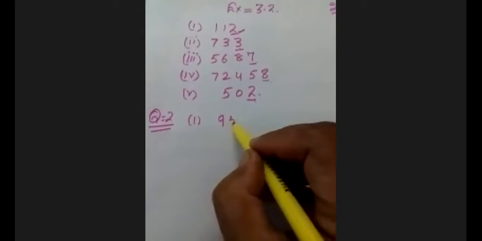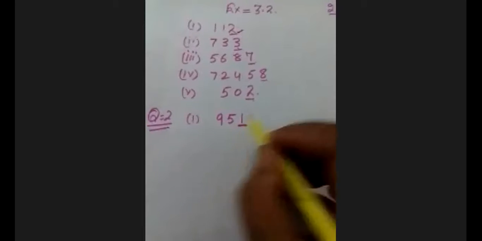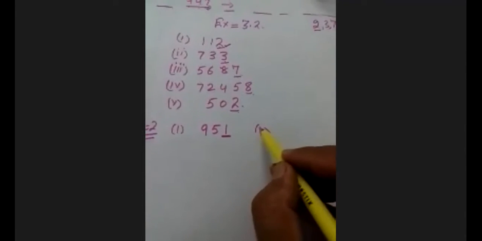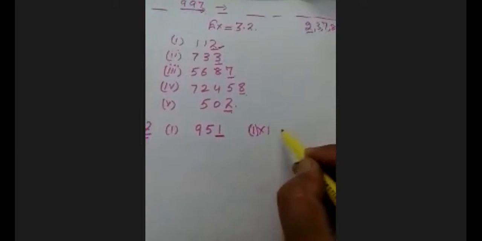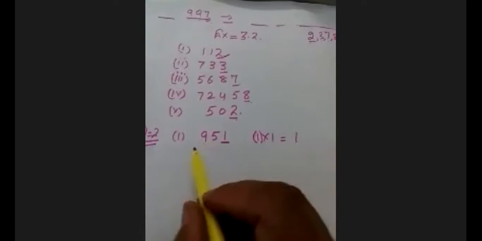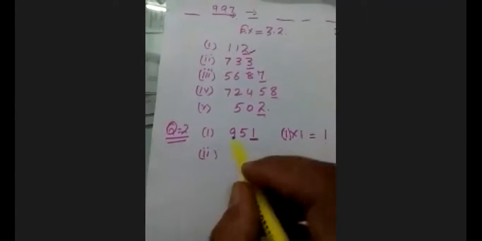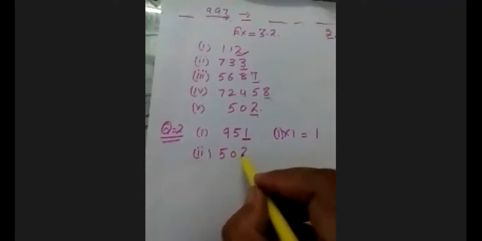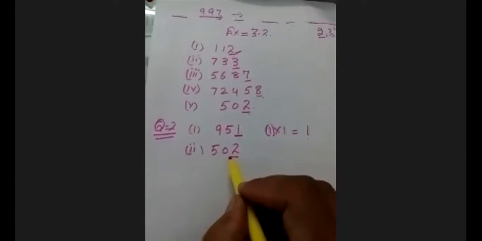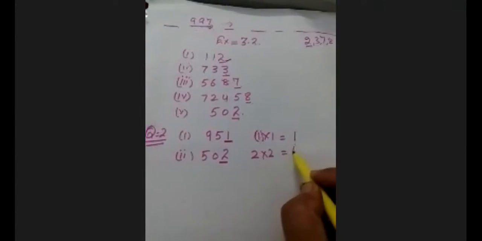First number is 951. Our unit digit is 1. So 1 multiplied by 1 is 1. So your answer is 1. Second number, 502. Our unit digit is 2. So write here 2 multiplied by 2 is 4.